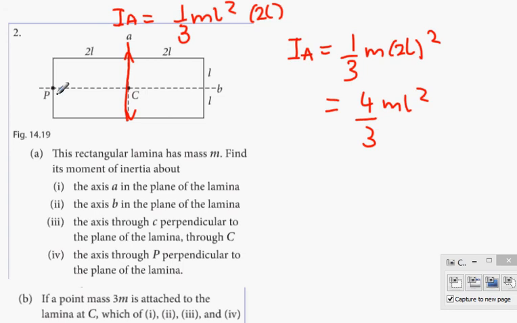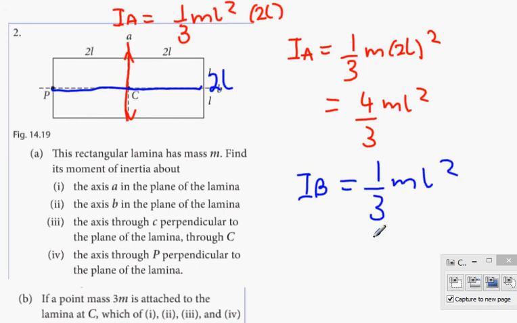IB, which is denoted in blue, has L to the top and L to the bottom. This will make it a length 2L, which is what we learnt. So it's going to be a third ml squared. The next question is, find the axis through C perpendicular to the plane of the lamina.